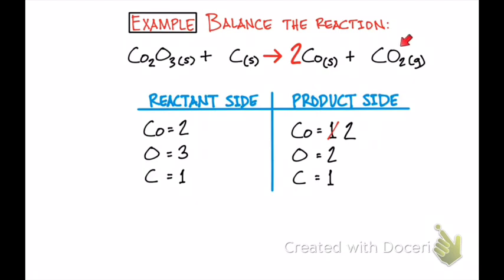Next is oxygen. So you can see here that on the right hand side we have 2 oxygens, and on the left hand side we have 3 oxygens. So what we can do here is to find the least common factor in order to balance this. And the least common factor here is 6. So if we add a 3 here as a coefficient, that would generate a total of 6 oxygen atoms on the product side.